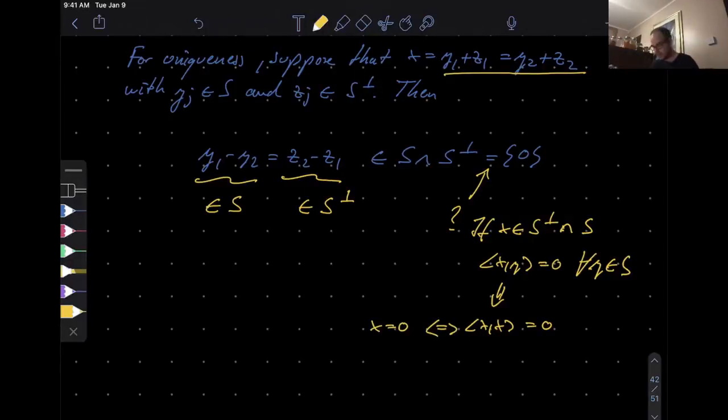And so the other set inclusion is also true, and that's why the intersection there of S and the orthogonal complement of it is equal to the zero space. And then it's clear now, right? So then this means these vectors both have to be equal to 0. And that just says that y1 is equal to y2 and z1 is equal to z2. Okay, and that establishes uniqueness.